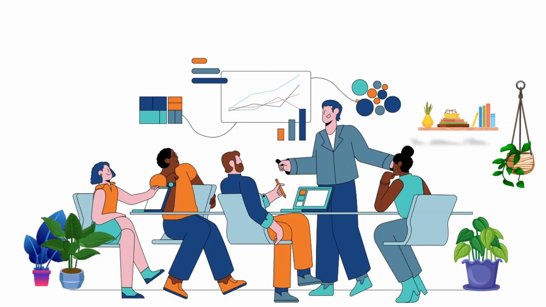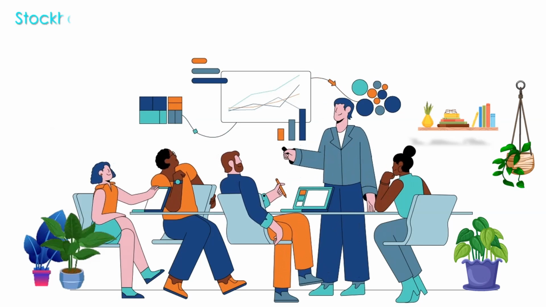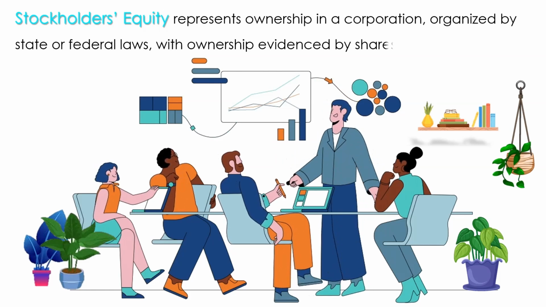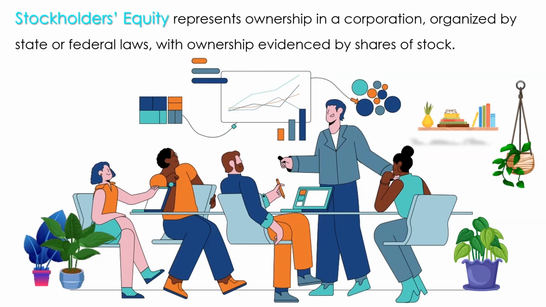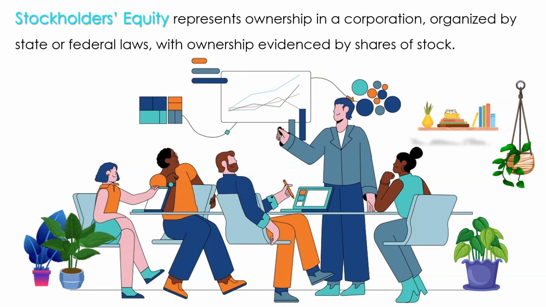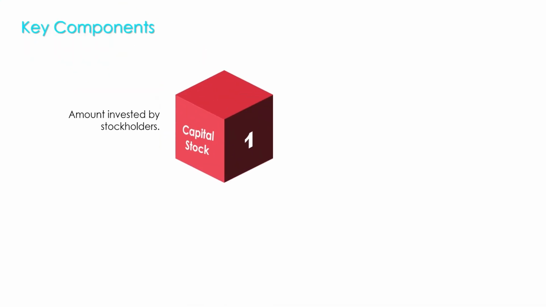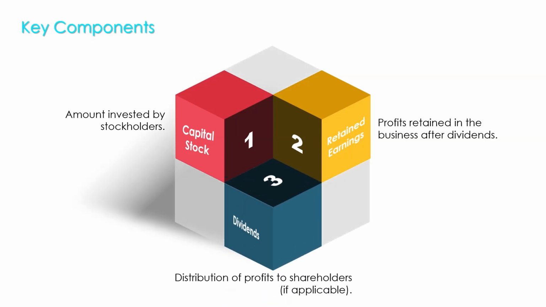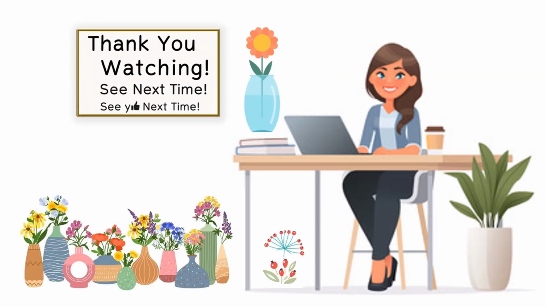The final category on the balance sheet is stockholders' equity, a fundamental financial concept representing ownership in a corporation. It's governed by state or federal laws and is typically evidenced by shares of stock. Stockholders' equity has three key components: capital stock, which is the amount invested by shareholders; retained earnings, representing profits kept in the business after paying dividends; and dividends, which are profits distributed to shareholders if applicable.